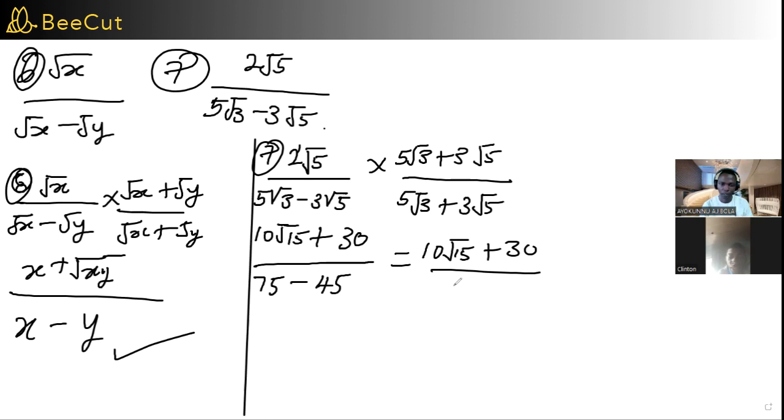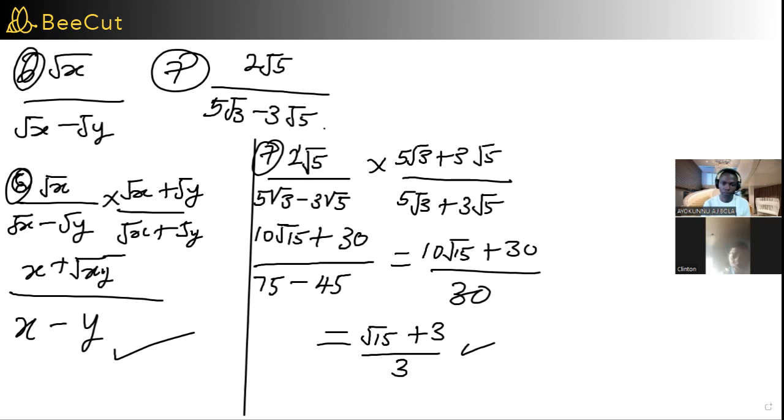30, right? 30. So this is 30. You can cut everything by 10 because 10 can go in this first, this second, and this third. Yes or no? Then finally you have 15 plus 3 over 3. That will be your answer.